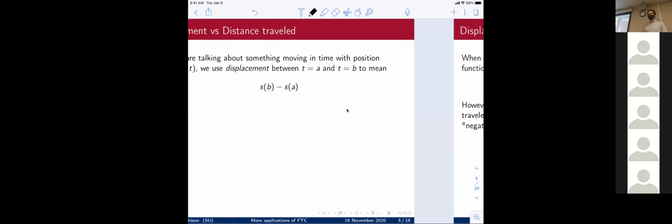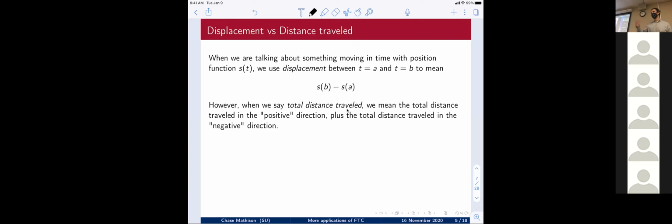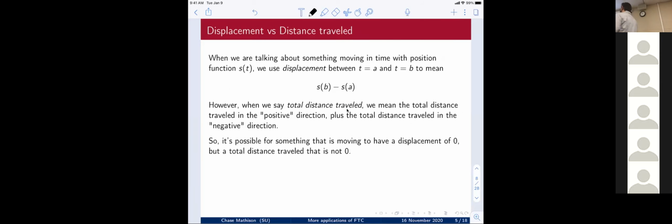Okay? But when we say total distance traveled, we mean the distance traveled in the positive direction, the plus direction. So for the ball, the distance it traveled up plus the distance that it traveled down. Or in general, the negative direction. You might want to think of right and left as positive and negative. So it's possible that something can have a displacement of 0 when it moves, but have a total distance traveled of non-zero. And that happens all the time.